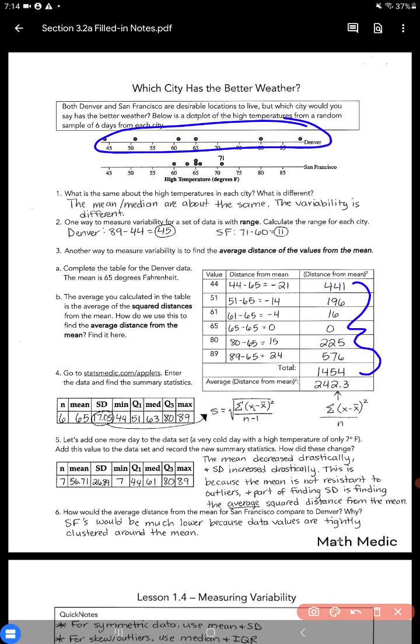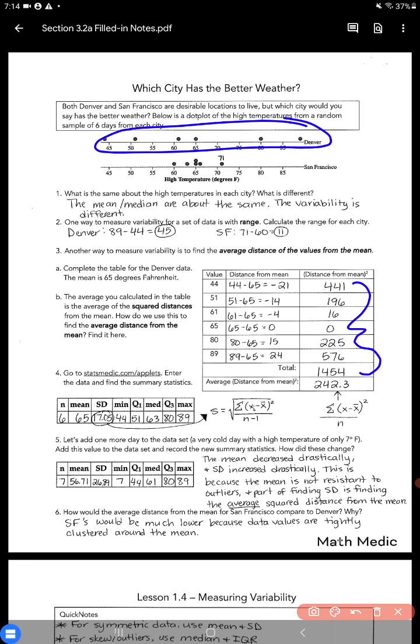Okay? And then lastly, I'm going to divide 1454 by 6. And the reason I'm dividing it by 6 is because I'm taking an average. I added together 6 numbers to get 1454. So 1454 divided by 6 is 242.3. Okay? And then lastly, I'm going to square root that number, which gives me my final standard deviation.